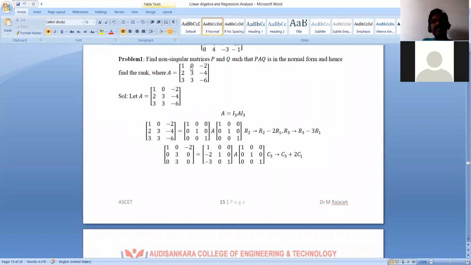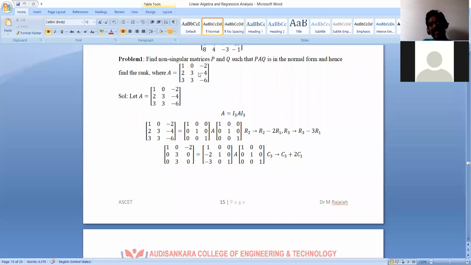For example, let us consider this problem. Find the non-singular matrices P and Q such that PAQ is in the normal form, and hence find the rank of a matrix where A equals 1, 0, minus 2, 2, 3, minus 4, 3, 3, minus 6. This is a 3 by 3 matrix.